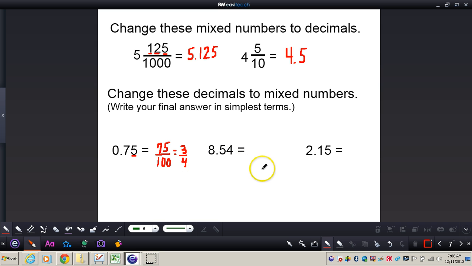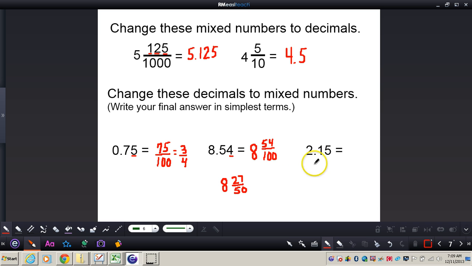8.54, 8 and 54 hundredths. Written as a mixed number, we have 8 as our whole number. 54 is going to be my numerator. Since that 4 falls in the hundredths place, that's going to be our denominator. Now we're going to need to reduce this down to simplest terms. Whenever you reduce a mixed number down to simplest terms, it's just the fraction you're reducing. You're not doing anything to the whole number at all. So we write that 8 over again, and we write 27/50.